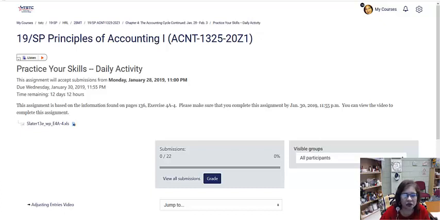Alrighty, guys. So we're going to be looking at a demonstration for this exercise daily assignment, which is going to hopefully help you understand what we're talking about as far as the trial balance, the adjusting entries, and then the adjusted trial balance, and then be able to prepare the income statements that are coming over with them.